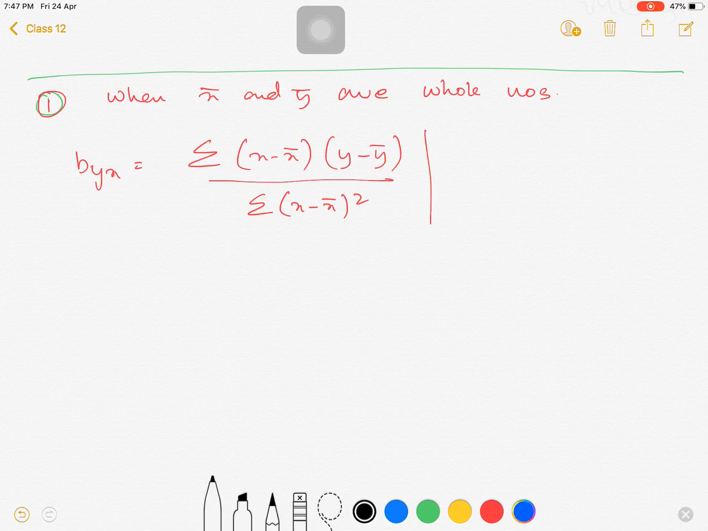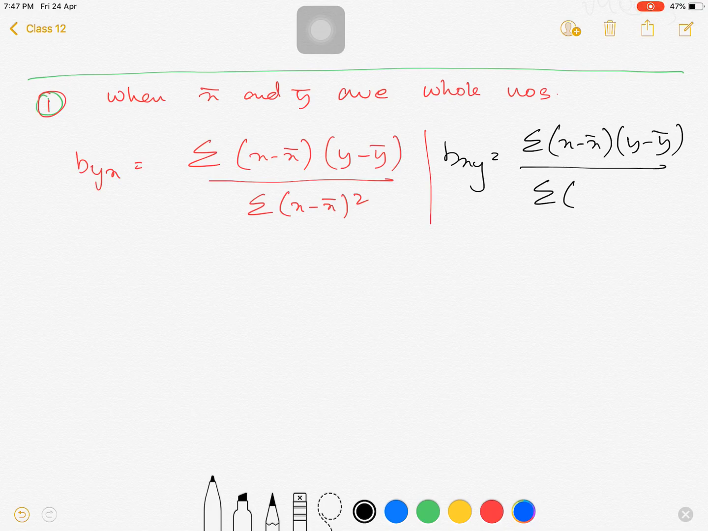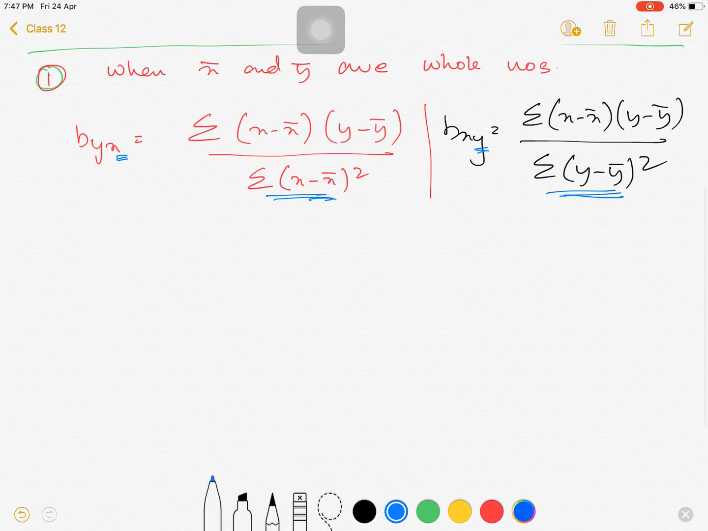I'll make it for bxy as well. Bxy, similarly, summation, the numerator remains the same, x minus x bar times y minus y bar divided by summation y minus y bar whole square. Okay, look at this, by the way, interesting. When y comes later, y is in the denominator. When x comes later, x is in the denominator. Okay, so this is how you will find byx and bxy.